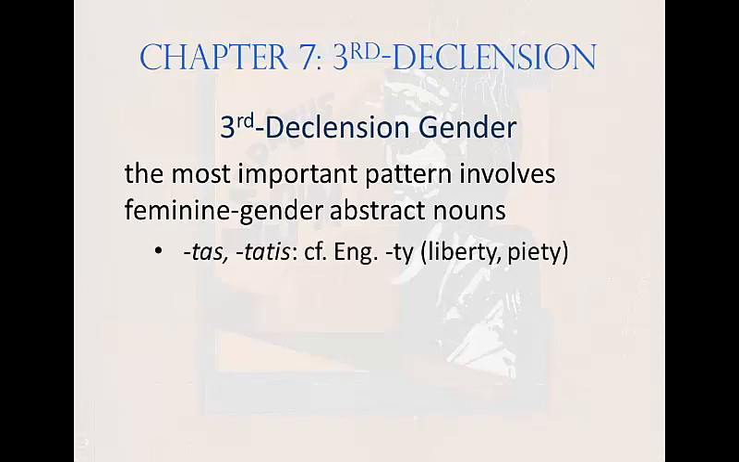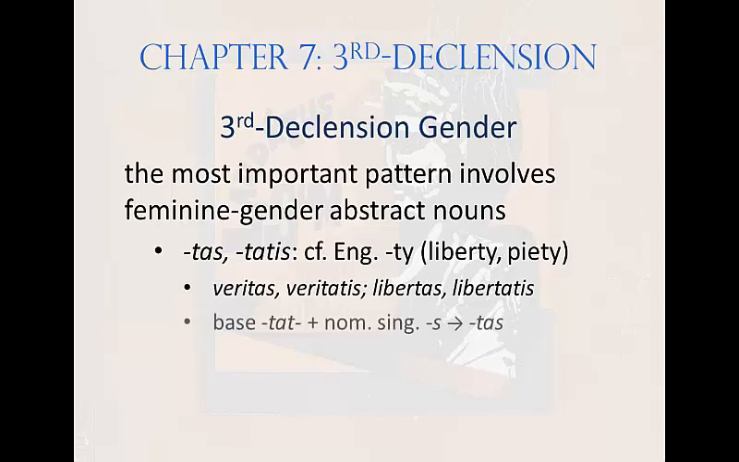The first is a class of noun which ends in its nominative singular -tas and its genitive singular -tatis. This is comparable to English -ty, as in liberty or piety. Here are 2 examples of that type of noun: veritas, veritatis, meaning truth, and libertas, libertatis, meaning freedom. Notice that the base, which ends -tat, when added to the nominative singular third declension ending -s, produces -tas.